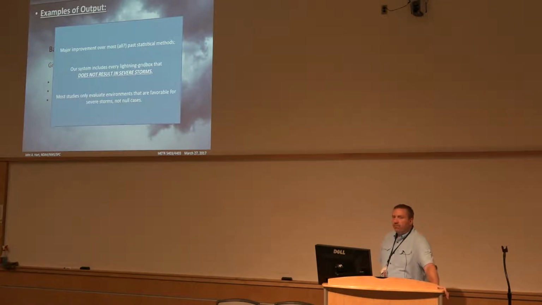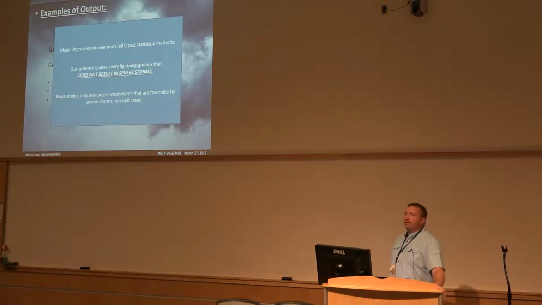So one of the most important things about SCRAM is that most systems don't include results that didn't produce. They don't include null cases. So our system includes every lightning grid box that does not result in severe storms. That's because of the data size of it.